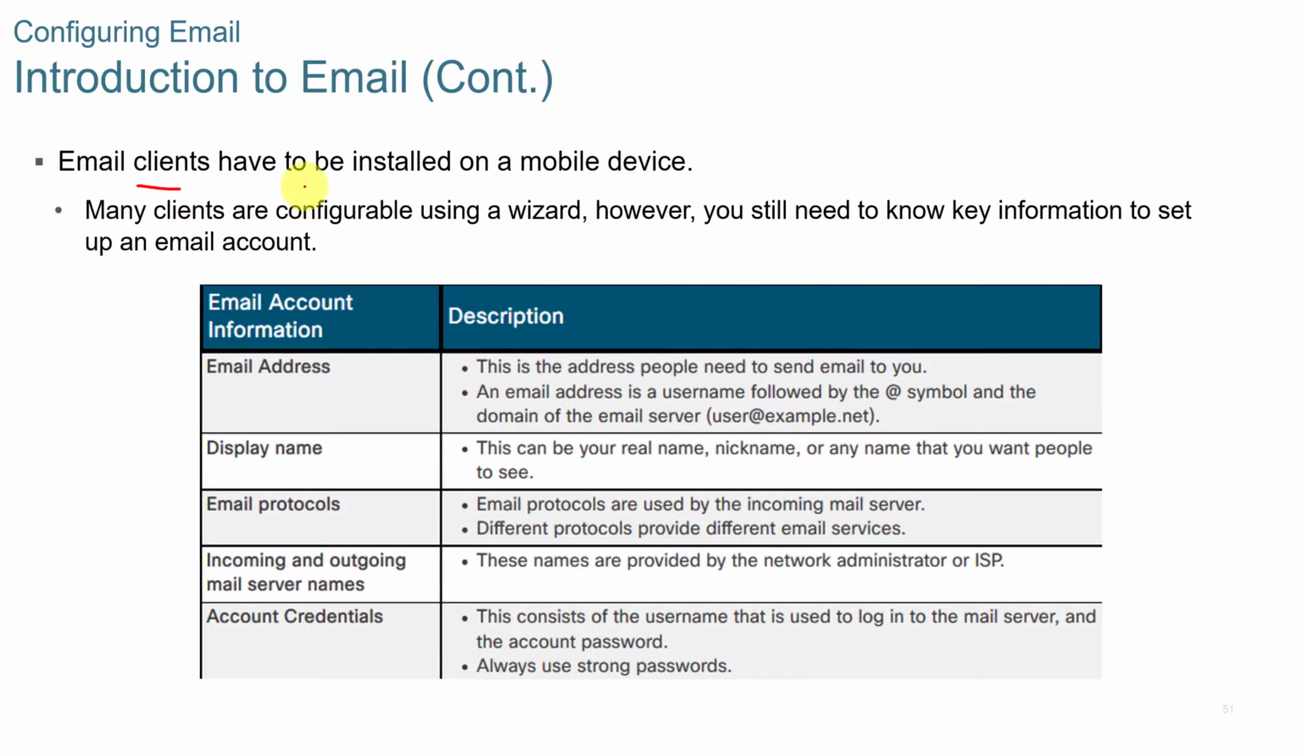Now, if an email client has to be installed on a mobile device, it can be configured using a wizard. However, you still need to know key information to set up an email account. You usually have to know the email address, the display name, the email protocols that are being used, the incoming and outgoing mail servers, and the account credentials, the username and password.